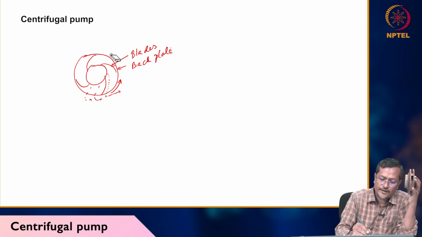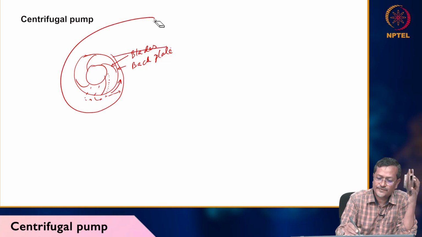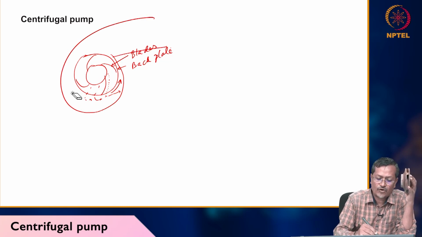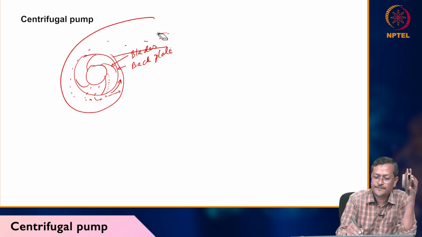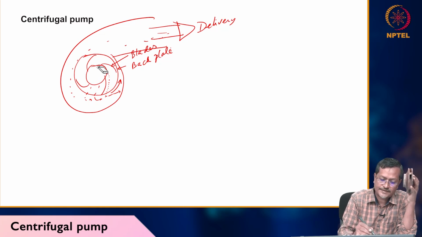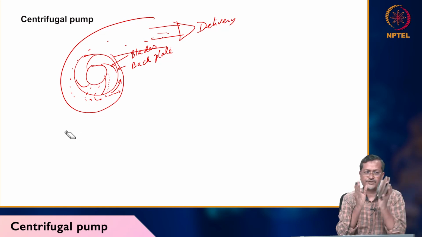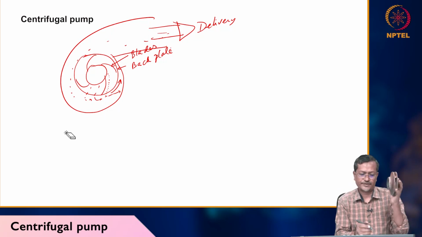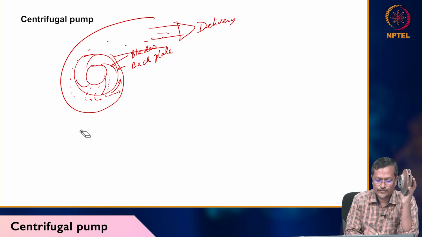Now what will I do? I will make one casing like this. So the casing will be collecting all the fluid here and it will be delivering. So this is called the delivery side, and suction will be like this. Because it is 3 dimensional and I cannot draw it here, I will be drawing a side view. Side view is like this.